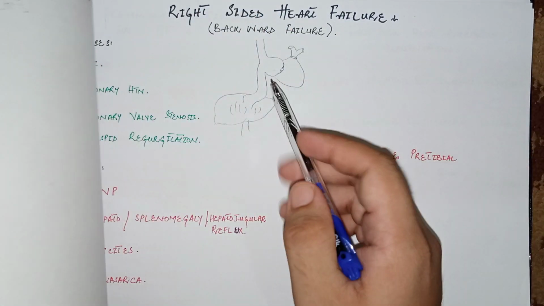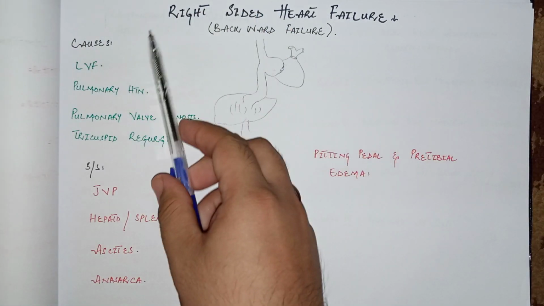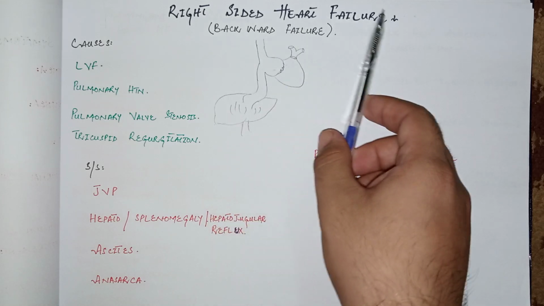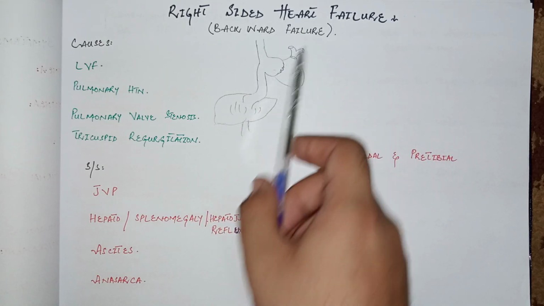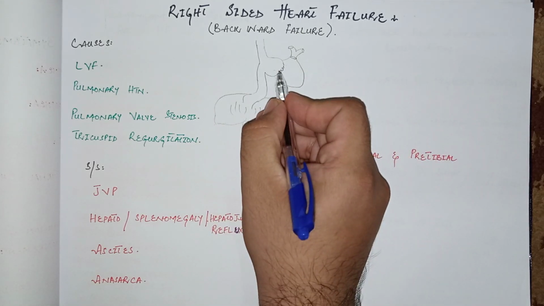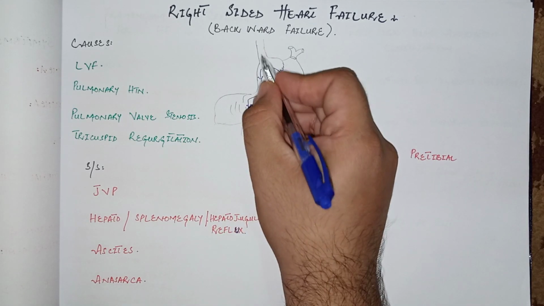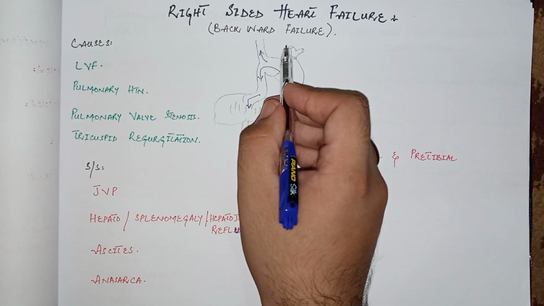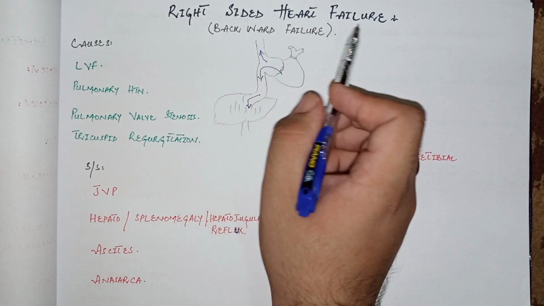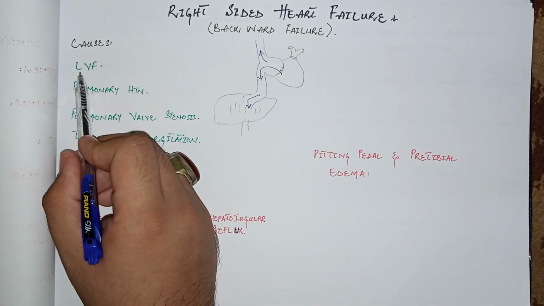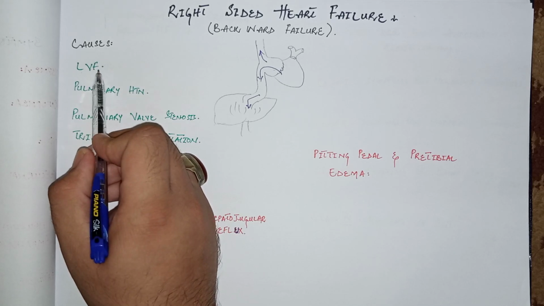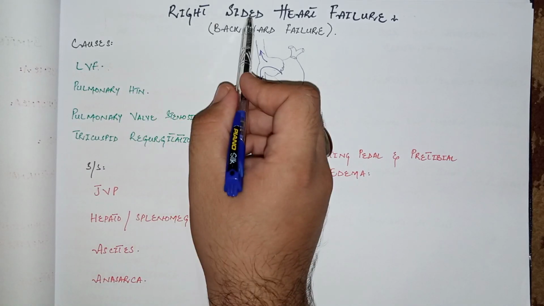Now come to right sided heart failure. Right sided heart failure is also called backward failure because in this case there is a backward pooling of blood into the venous system of the body. That's why it is called backward heart failure. The causes of right sided heart failure: the most common cause is left ventricular failure, which leads to right-sided heart failure.